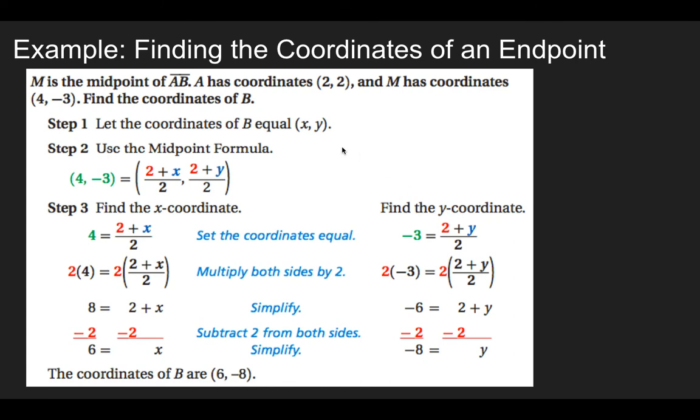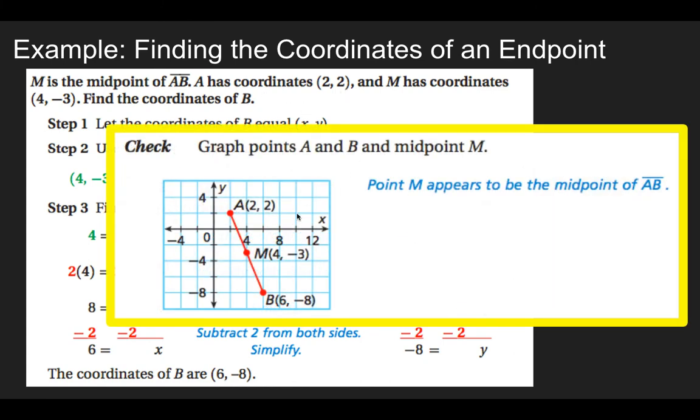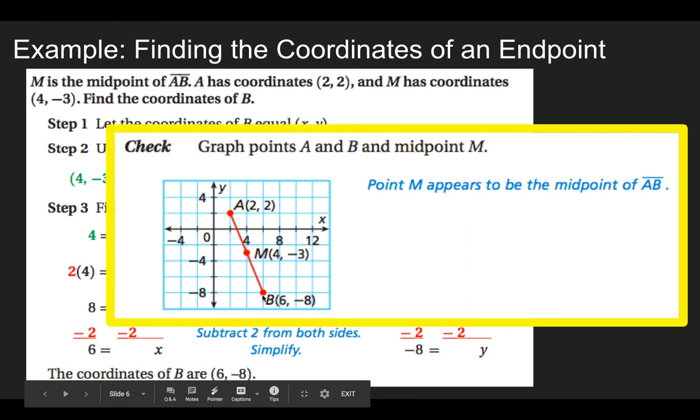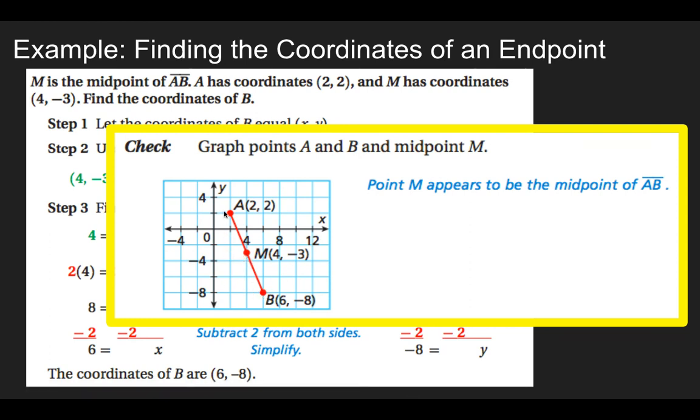And we can check that by graphing and making sure it makes sense. So here is 2, 2, which was one endpoint. Here's my midpoint, 4, negative 3. Here is the endpoint that I've found, 6, negative 8. And it does appear that truly is in the middle.